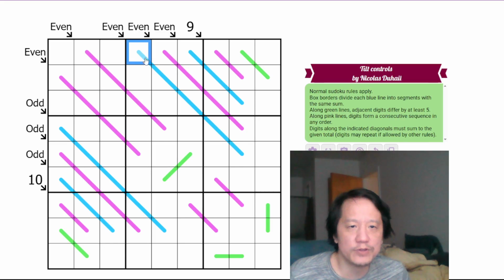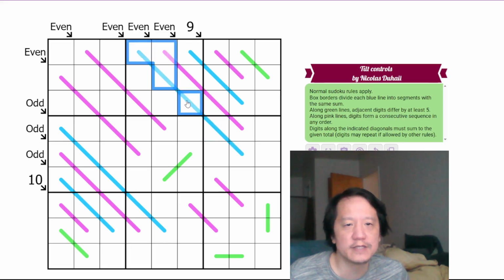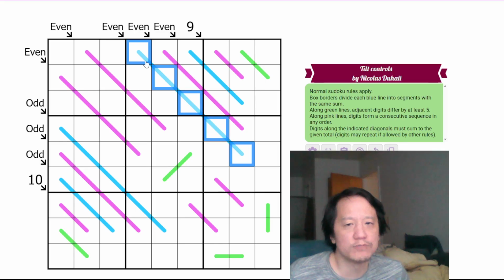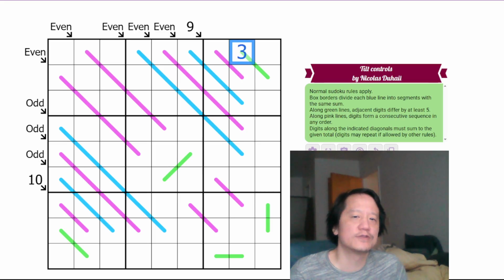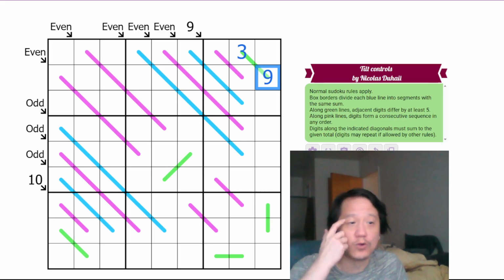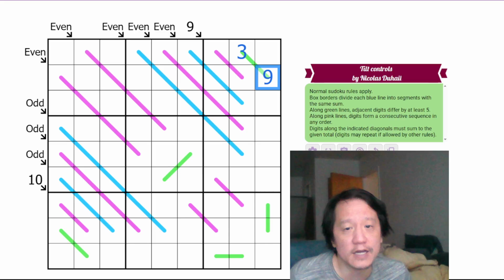So for example, these 3 digits must equal the same sum as these 2 digits because the box borders divide that line into the segment here and the segment here, and they must equal the same sum. So that's how region sum lines work. Along green lines, adjacent digits differ by at least 5. So for example, if this were a 3, this would have to be 8 or 9, because the only digits which are 5 or more away from 3 are 8 and 9.